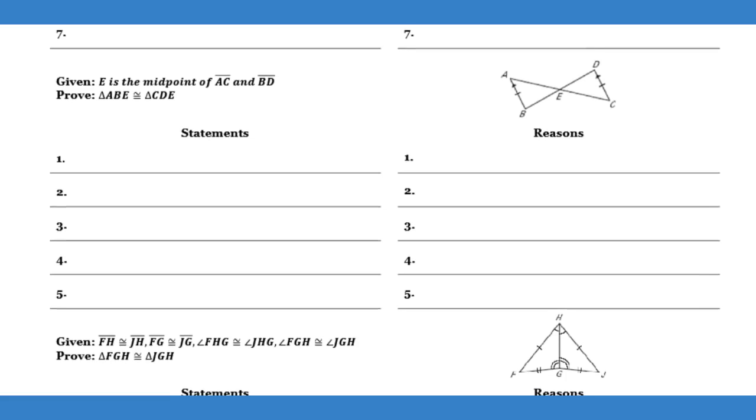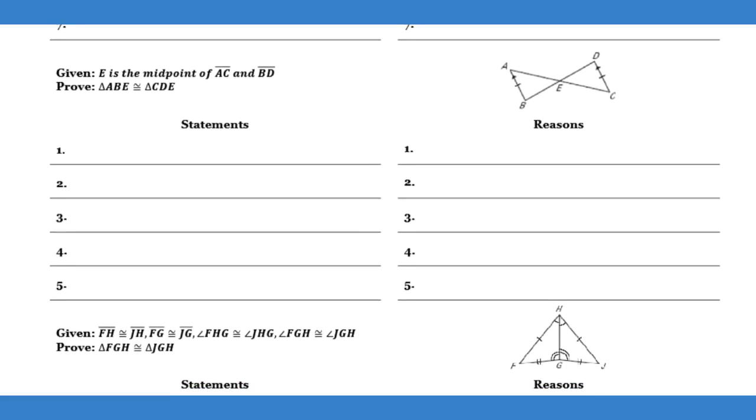All right, so next proof. Given that E is the midpoint of AC and BD, so there's E, we want to prove that these two triangles are congruent. So first of all, I know that AB is congruent to DC from my picture, because those little tick marks are given in my diagram.